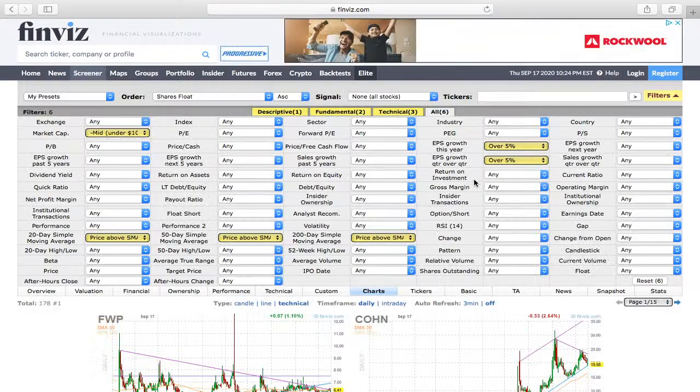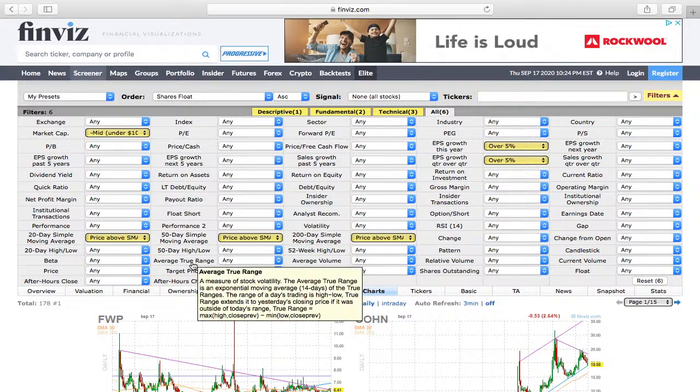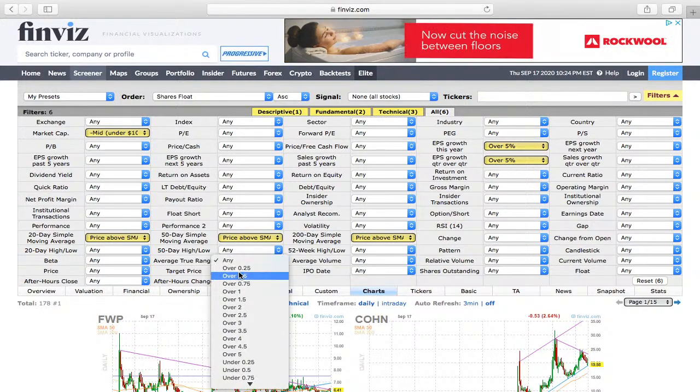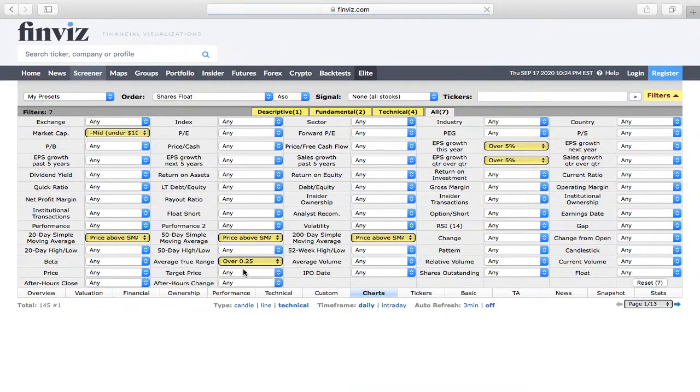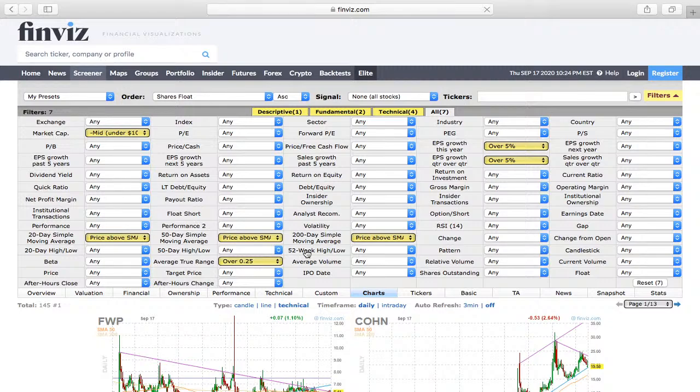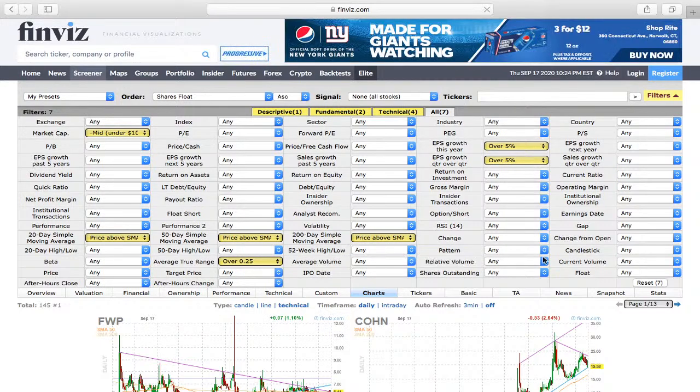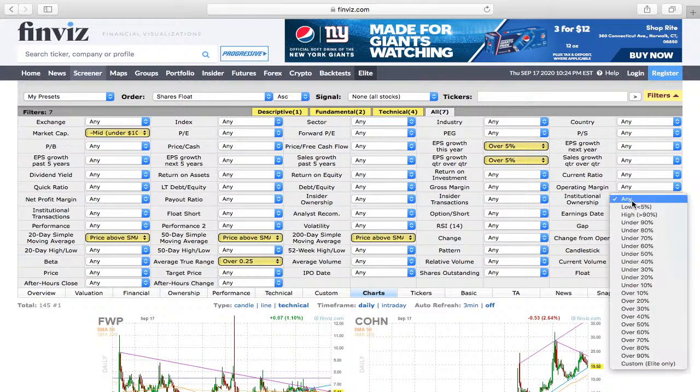So average true range, we're going to do that. And that's a measure of stock volatility. And we're going to do this over 2.5. That's a typical search for average true range, over 2.5. Institutional ownership, if I can find it. No, it's insider transaction. Institutional ownership is over 10%.